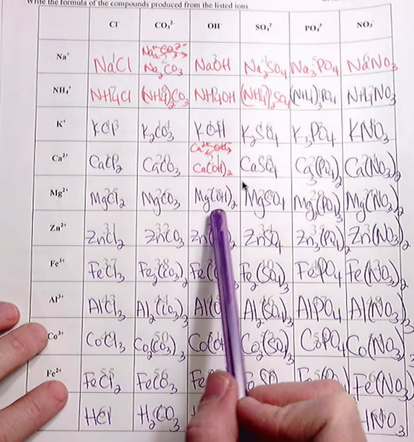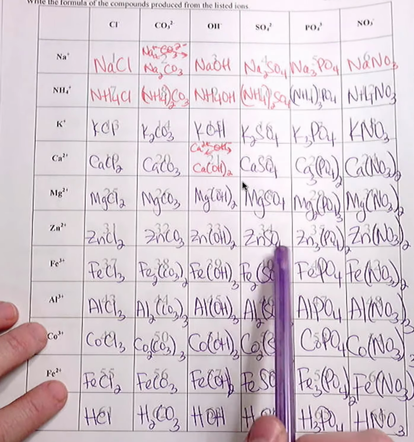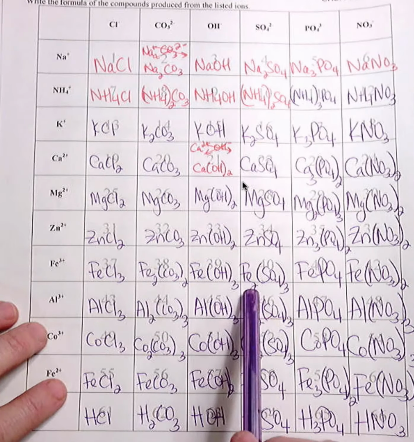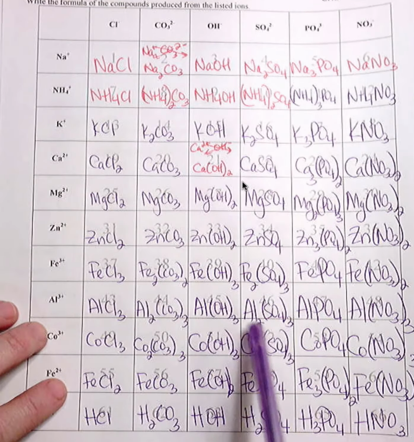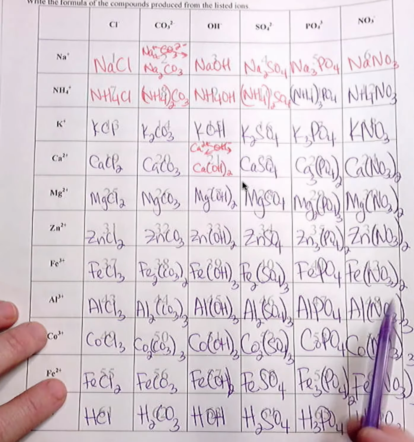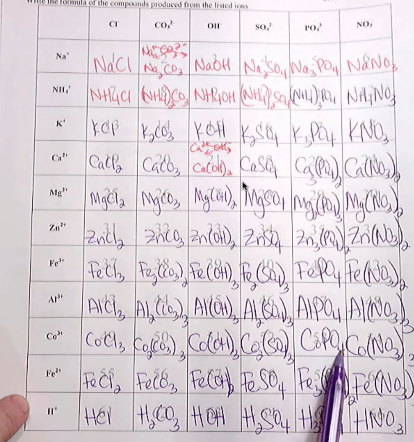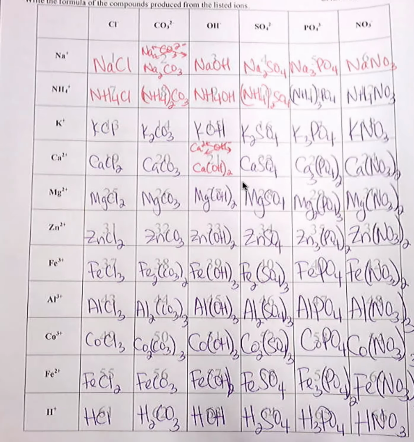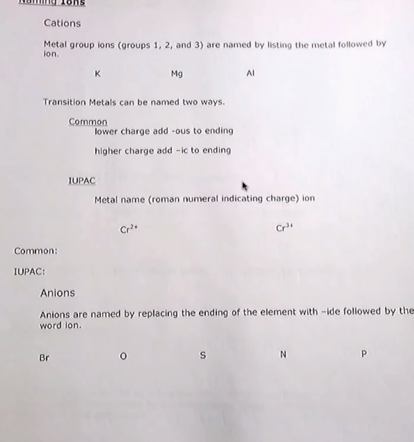MgCl2, MgCO3, Mg(OH)2, MgSO4, Mg3(PO4)2, Mg(NO3)2, ZnCl2, ZnCO3, Zn(OH)2, ZnSO4, Zn3(PO4)2, Fe(NO3)2, FeCl3, Fe2(CO3)3, Fe(OH)3, Fe2(SO4)3, FePO4, Fe(NO3)3, AlCl3, Al2(CO3)3, Al(OH)3, Al2(SO4)3, AlPO4, Al(NO3)3, CoCl3, Co2(CO3)3, Co(OH)3, Co2(SO4)3, CoPO4, Co(NO3)3. FeCl2, FeCO3, Fe(OH)2, FeSO4, Fe3(PO4)2, Fe(NO3)3, HCl, H2CO3, HOH, H2SO4, H3PO4, HNO3. Yeah, just like that.